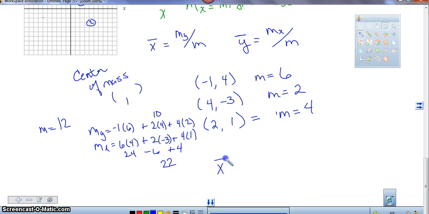Alright, so my x coordinate of the center of mass is going to be 10 over 12, or 5/6. And my y coordinate is going to be 22 over 12, or 11/6.